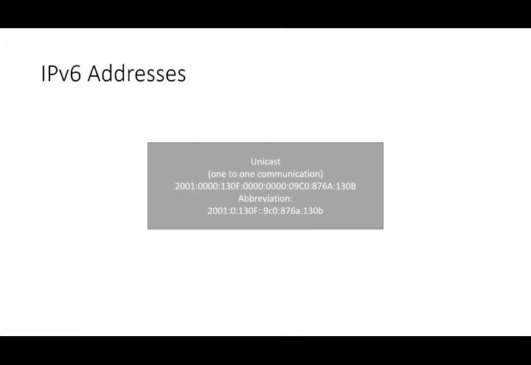Then we are going to do 9c:0, and in that field, we have left the leading zeros out. That's okay, because the protocol is going to know to fill in enough zeros for that to expand properly. The next field is 876a:130b. So now saying that address is a little bit easier: 2001:0:130f::9c:0:876a:130b. Still a little longer than an IPv4 address, but we can use things like DNS to simplify the resolution.